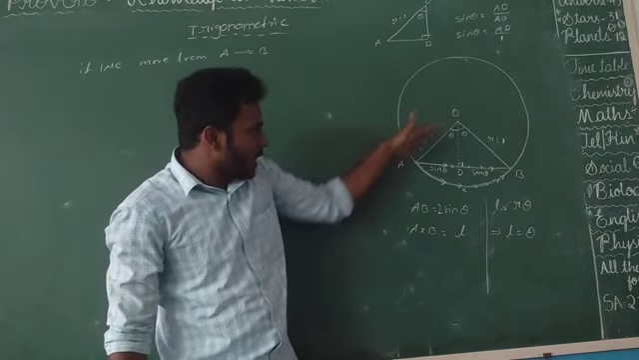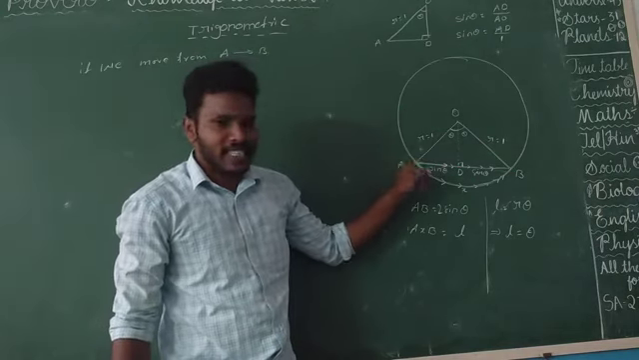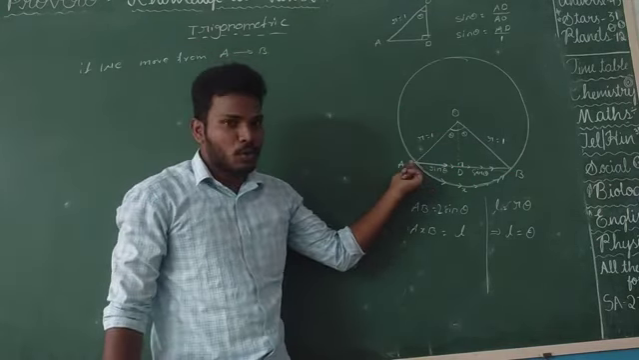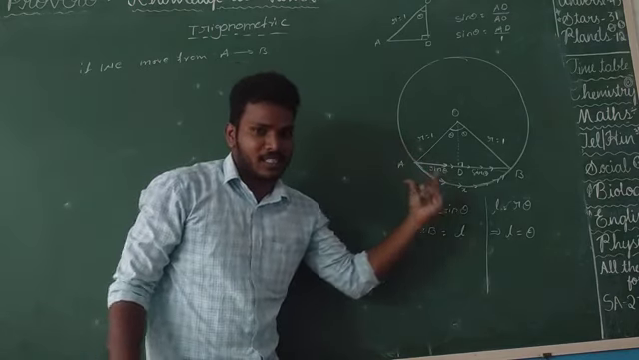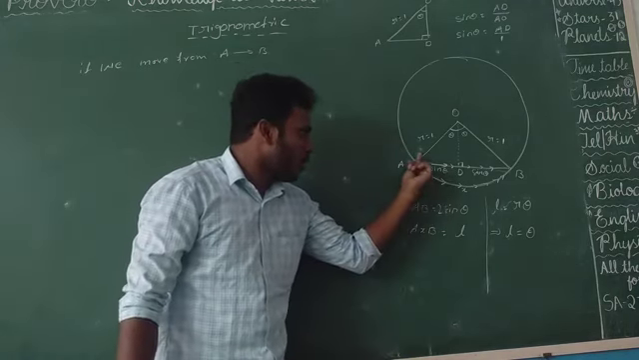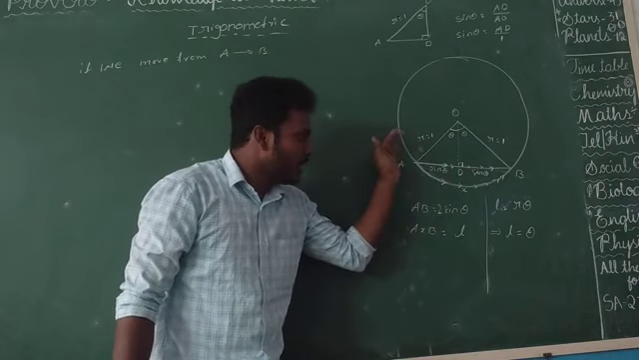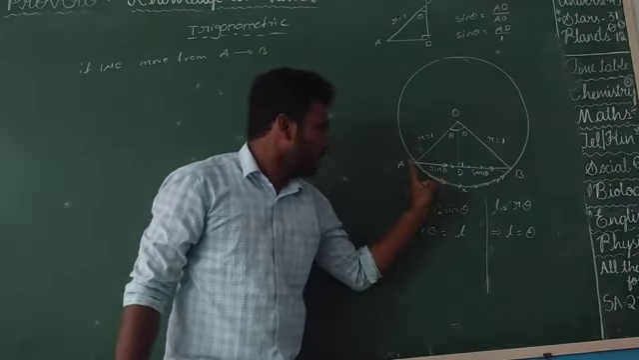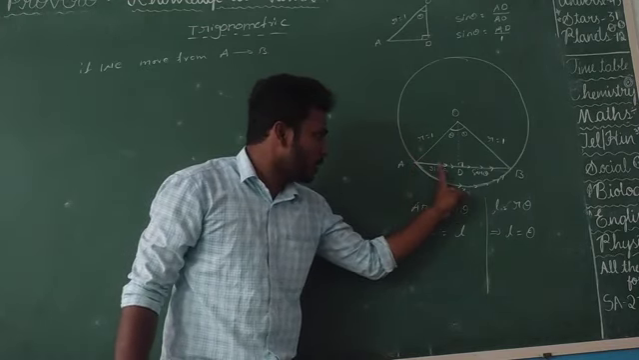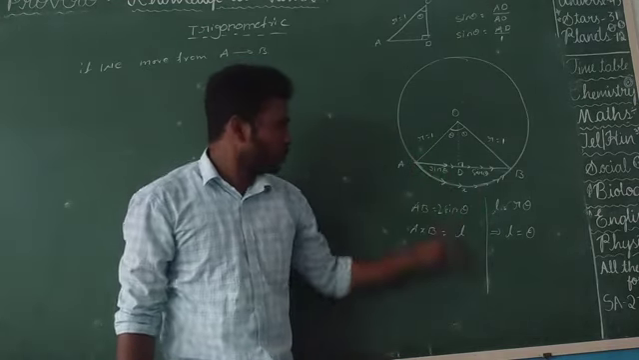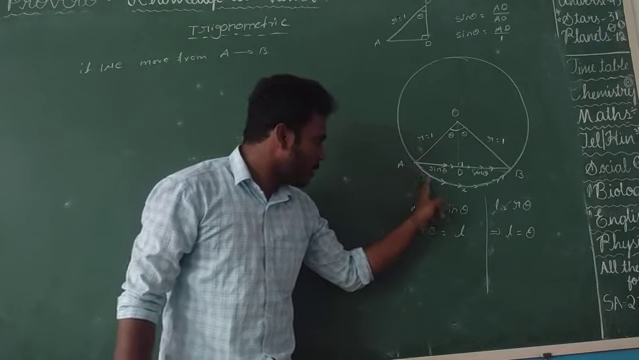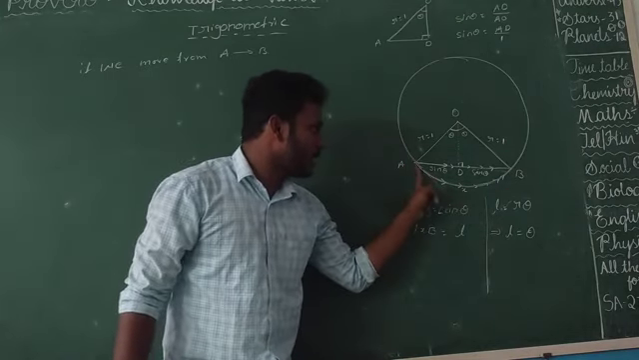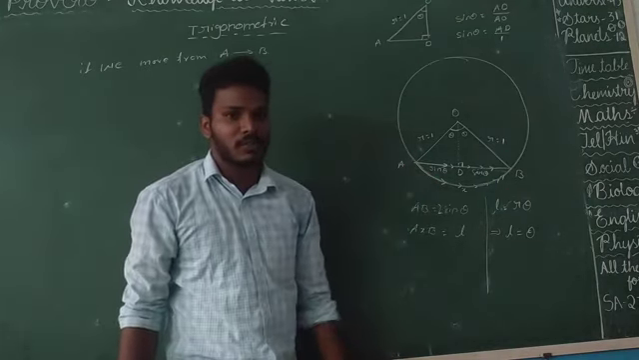So OA is the radius. From A, two paths are starting, two particles, two objects. Both start at A and are going to reach B. From A to B, one object is moving in a straight path, like a chord distance. One particle is moving along the arc. That's why the length of the arc is considered.